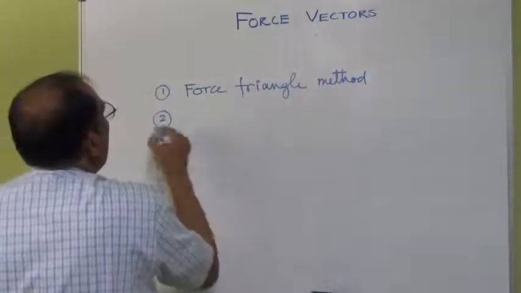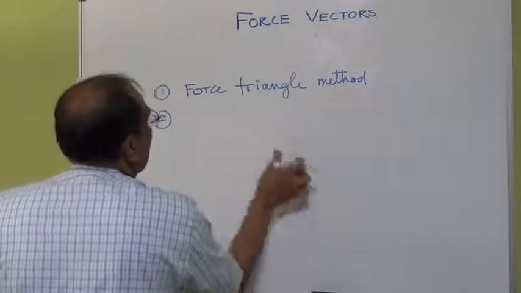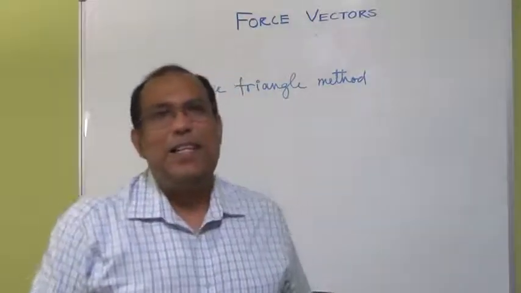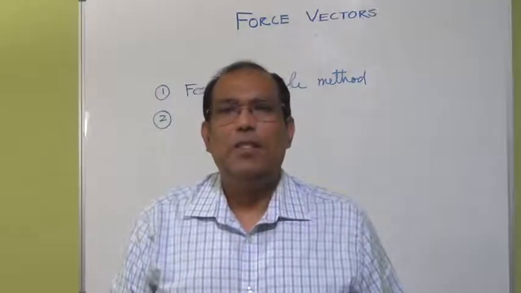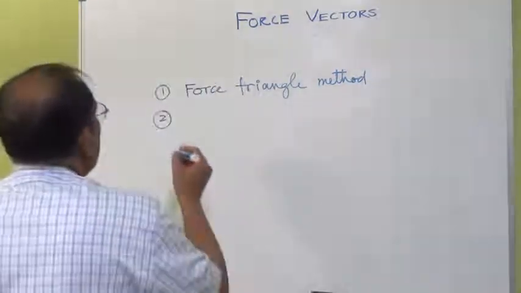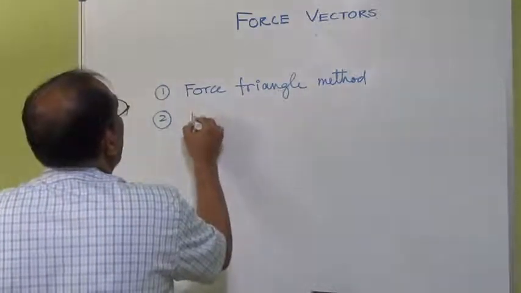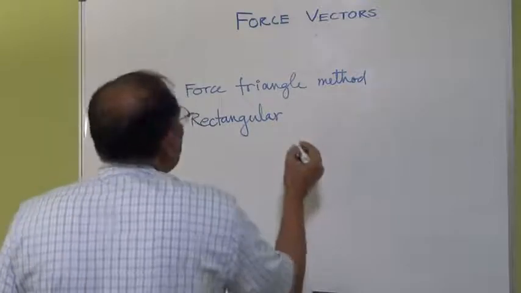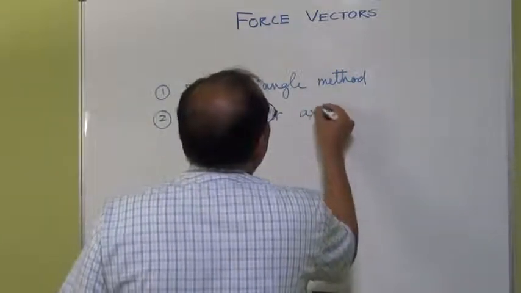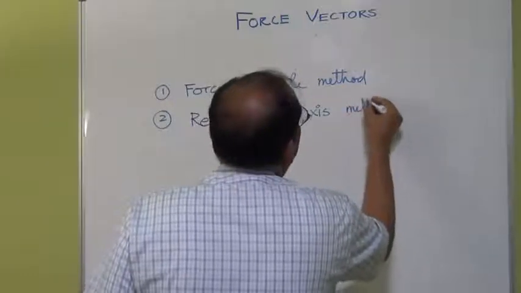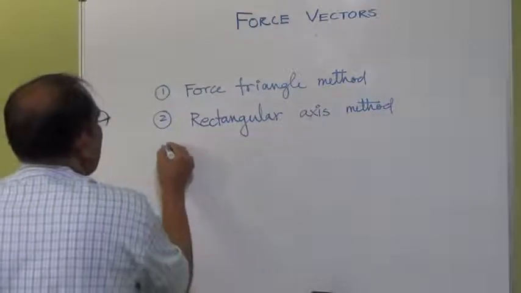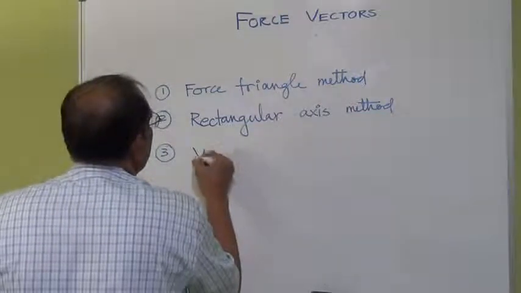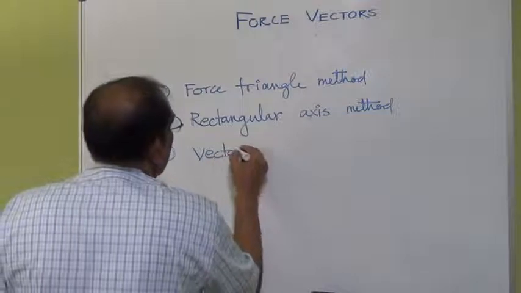Then number two, we'll use, for coplanar, like two-dimensional cases, a method which is called the rectangular axis method, and then the final is definitely using the vector notations.